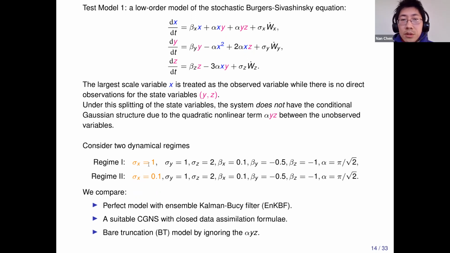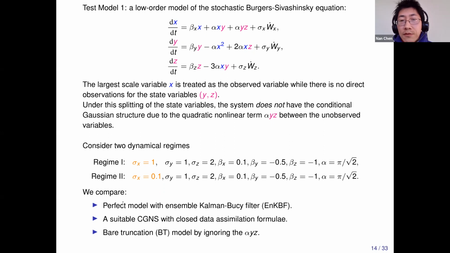And here we consider two different dynamical regimes, and their difference is just the noise in the observational process. And usually you will think that if we have a small noise, then we'll get a good result. But for data assimilation, it's not. Usually if the noise is very small, then you will have a lot of numerical issues.